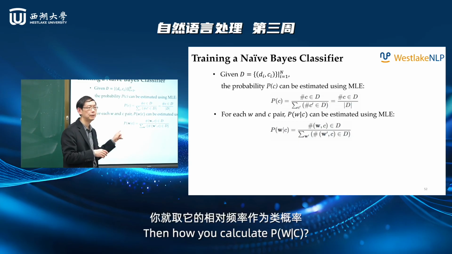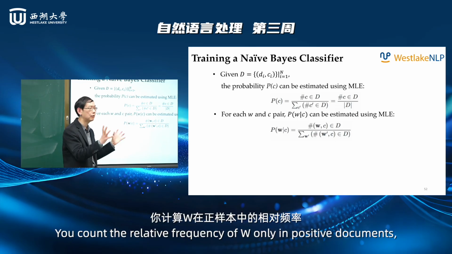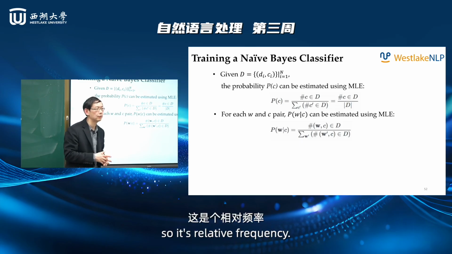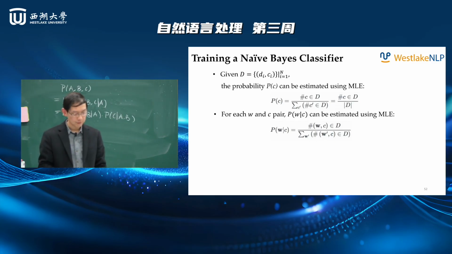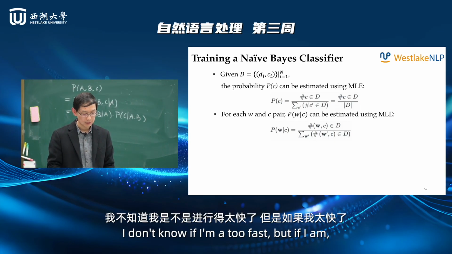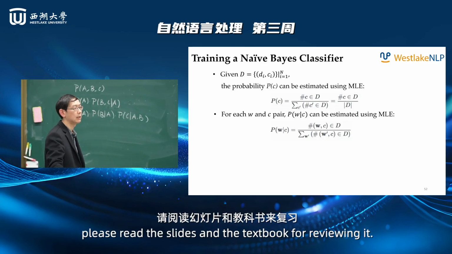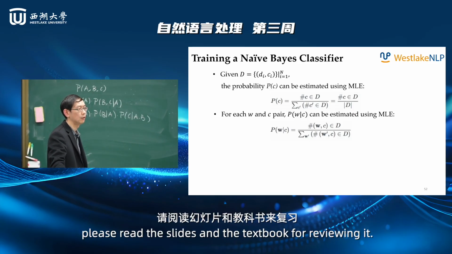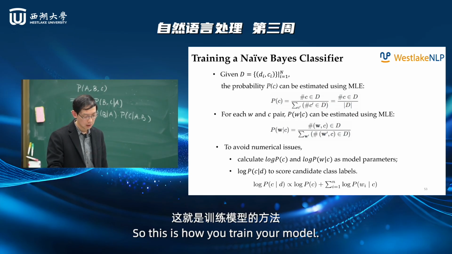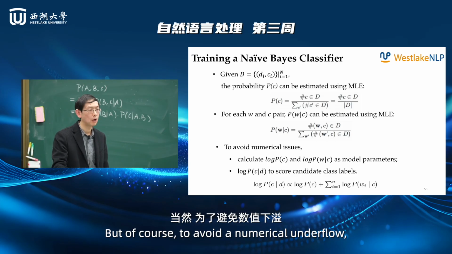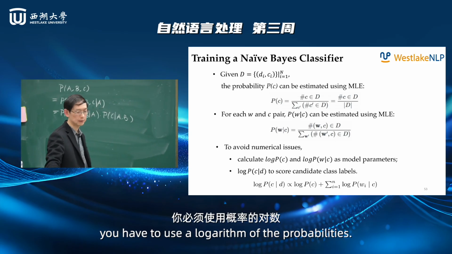Then how do you calculate P(W|C)? Then you count the relative frequency of W only in positive documents, right? So it's a relative frequency. So that's how you train your naive Bayes model. I don't know if I'm too fast, but if I am, please read the slides and the textbook for reviewing it. Okay? So this is how you train your model. But of course, to avoid numerical underflow, you have to use the logarithm of the probabilities. Okay?